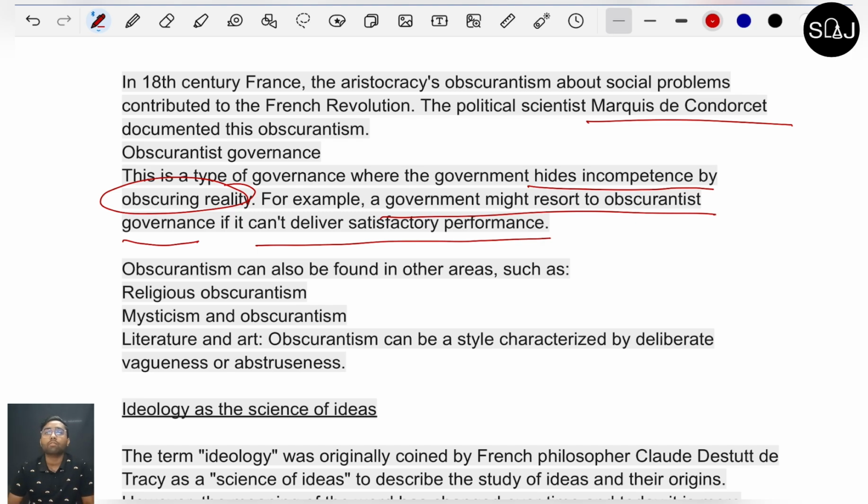And this is something which has been going on for a long period of time. Many central governments of many countries have been doing it all this time. Obscurantism can also be found in other areas such as religious obscurantism, mysticism and obscurantism, literature and art. Obscurantism can be a style characterized by deliberate vagueness or abstruseness.